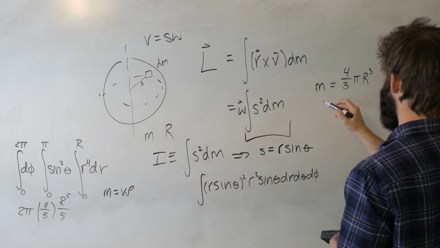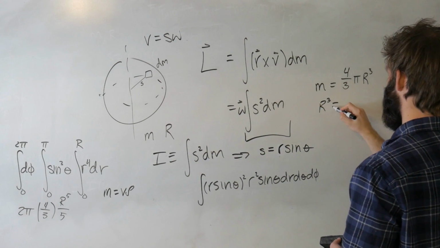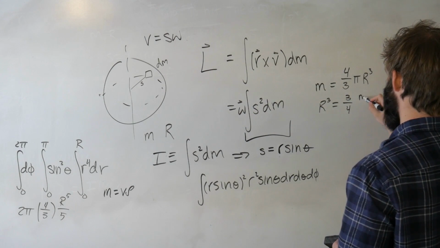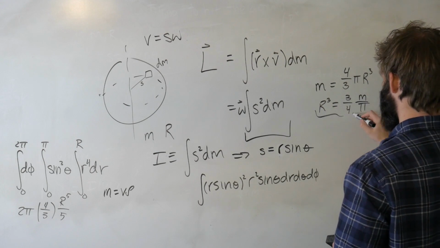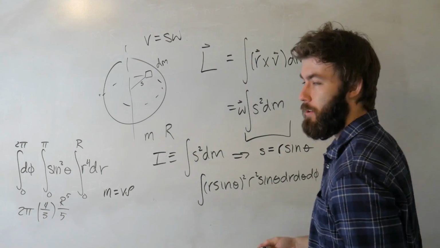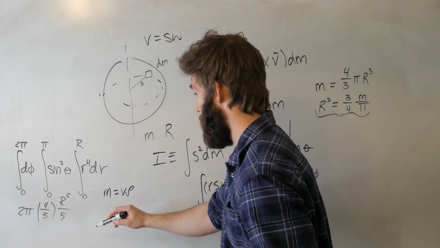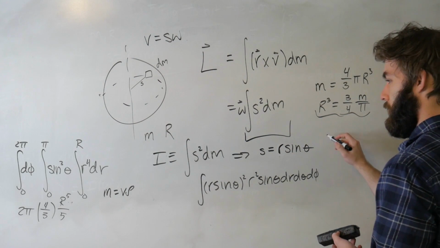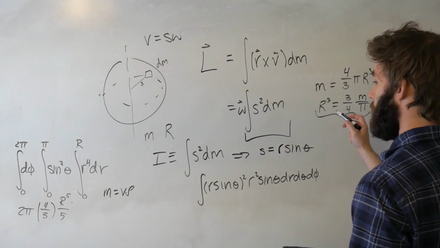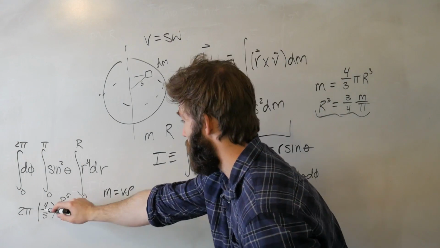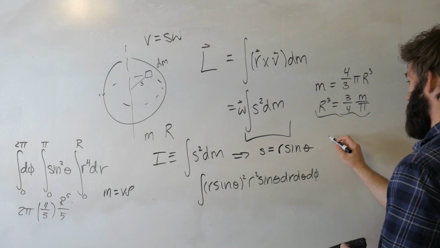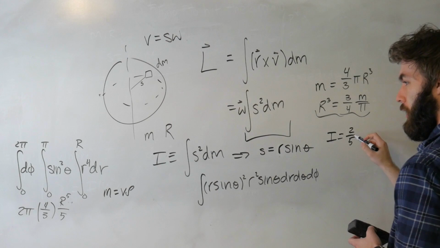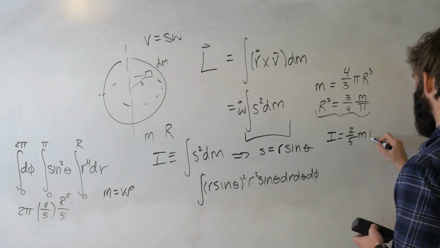We can solve for R cubed, so R cubed is equal to 3/4 m over pi. And substitute this into, I'm sorry, I'm writing all over the place, I wrote a little bit too big, into this R here. Okay, and then we get that this is just going to equal, well, the 4/3 is going to cancel with the 3/4, right? The pi is going to cancel with the pi. So this tells us that I is going to equal 2/5 m R squared.